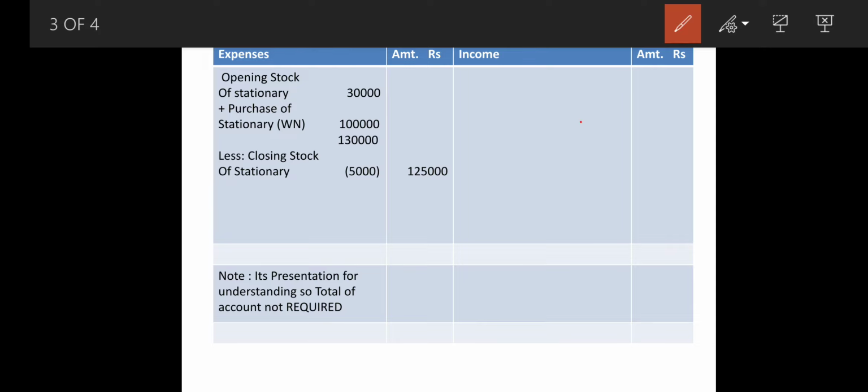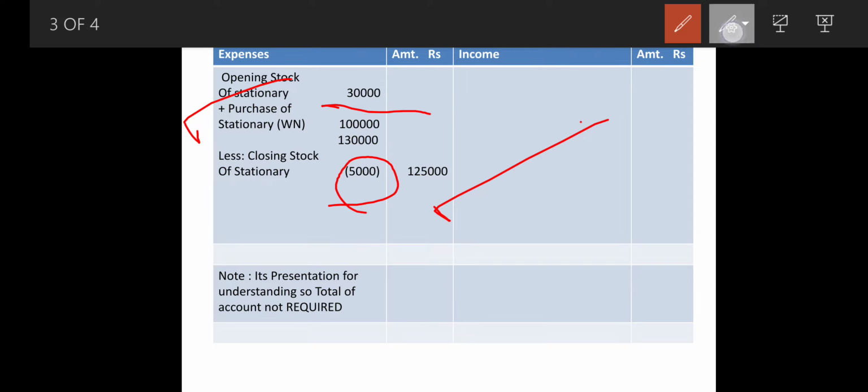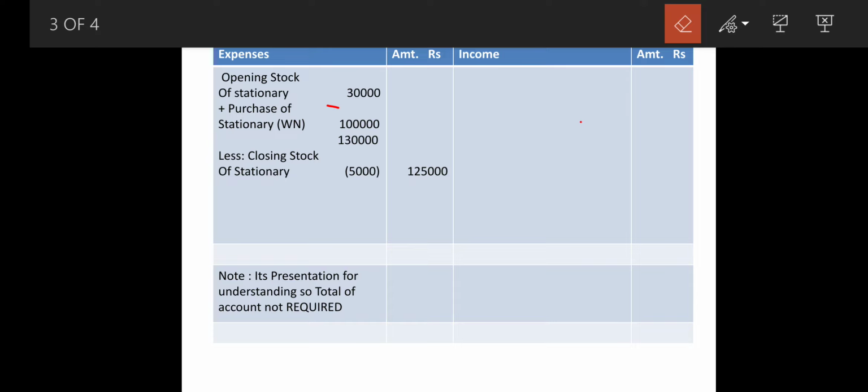Now switching towards the sum, transfer this to income and expenditure. The income and expenditure is already drawn: opening stock 30,000, which we had highlighted from the question, plus purchase of 1 lakh, I am transferring that, and less closing stock. Closing stock 5,000 is available in the sum. So the final answer 1,25,000 will be transferred. This way your sums with respect to this will be completed.